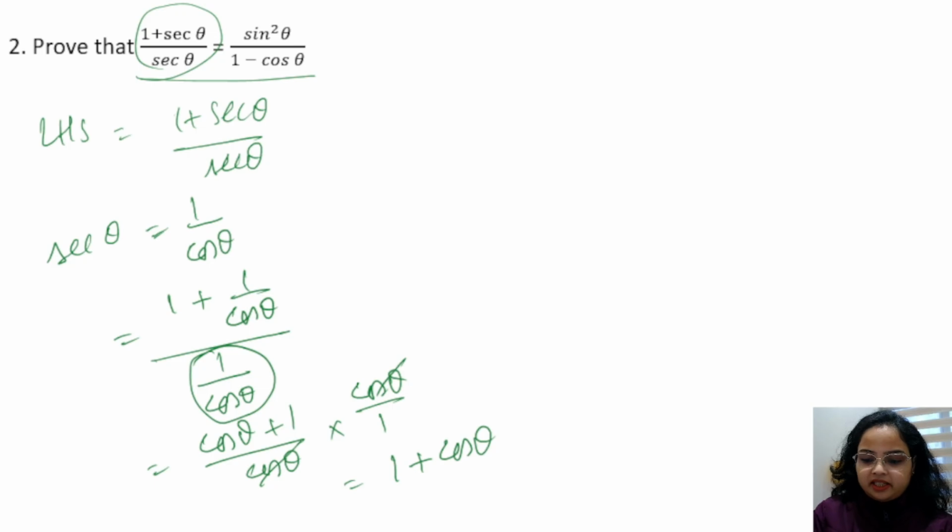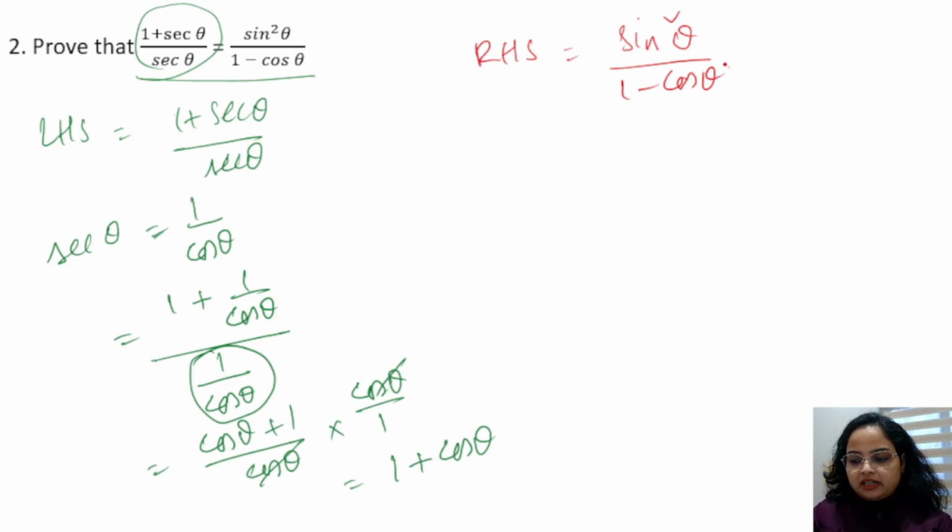And we will take the right hand side. What is it? In the right hand side we have sin square theta divided by 1 minus cos theta. So here what do we know? Can we convert 1 minus cos theta into something so that numerator and denominator can be cancelled?